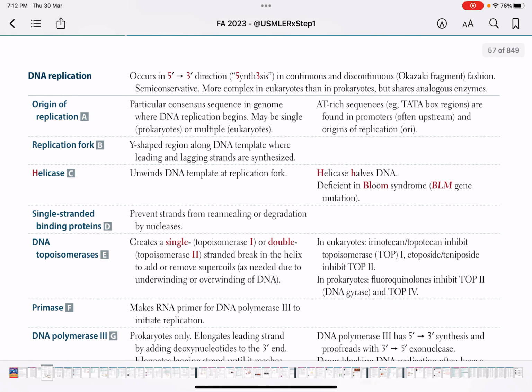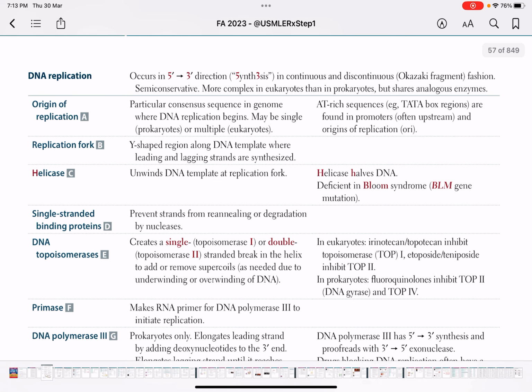Next is DNA replication, which occurs in the 5' to 3' direction in a continuous and discontinuous Okazaki fragment fashion. It is semi-conservative. It is more complex in eukaryotes than in prokaryotes, but it shares analogous enzymes. First is the origin of replication, a particular consensus sequence in the genome where DNA replication begins, which may be single in prokaryotes and multiple in eukaryotes. It has AT-rich sequences, like the TATA box, which is found only in promoters, often upstream, and the origin of replication. Next is the replication fork, which is a Y-shaped region along the DNA template where leading and lagging strands are synthesized.